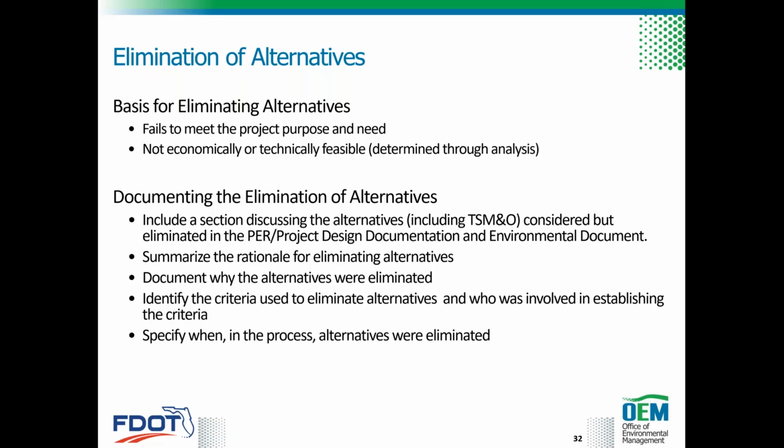The PER, or the preliminary engineering report, and the environmental document must include a section that discusses the alternatives, including TSM&O, which were considered for the project, but eliminated from detailed study during the planning or PD&E phase. This section should summarize the rationale for eliminating these alternatives, the criteria used, who was involved in establishing the criteria, and at what point in the project the alternatives were removed.